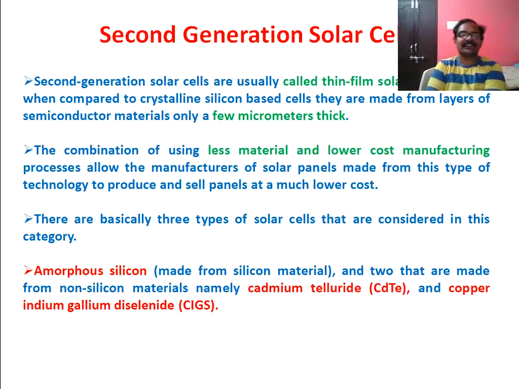For these two types of solar cells, the materials used to fabricate the solar panels are not silicon. For cadmium telluride solar cells, they will use cadmium telluride material, which acts as a semiconductor material. And for the CIGS solar cell, they will use copper indium gallium diselenide, in short CIGS, material for fabrication of these solar cells. Now let's discuss one by one.